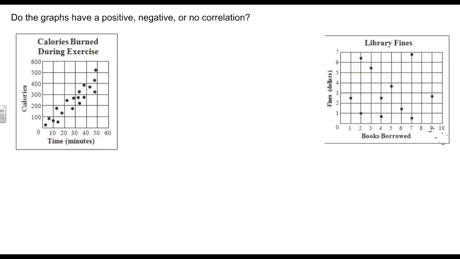So if I look at these two examples and ask, do these graphs have positive, negative, or no correlation, we can see that this graph tends to rise as I go from left to right, so this would have a positive correlation. Whereas this graph is scattered all over the place, so this has no correlation.